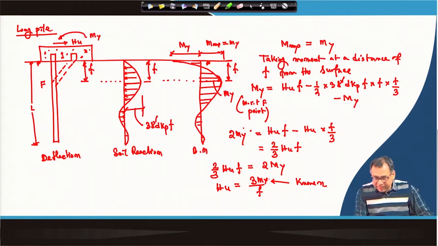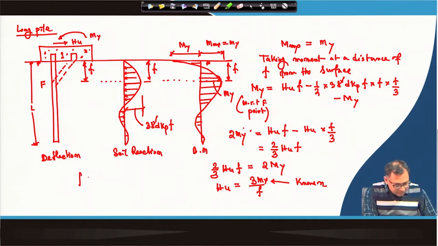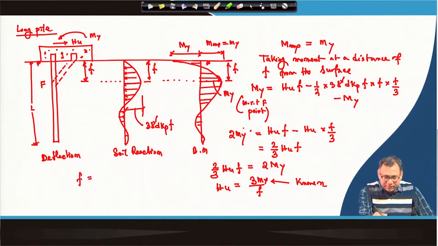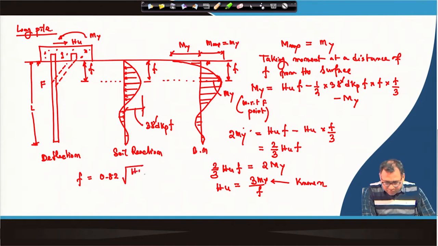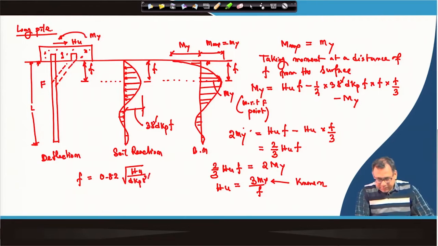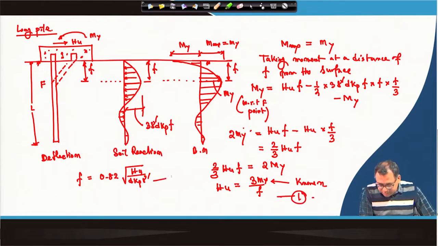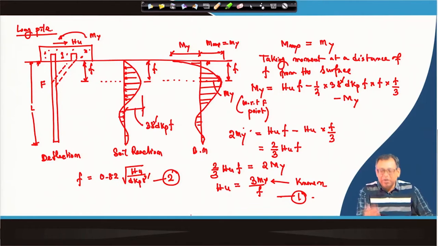So now how will I get the F value? Again, the F value is given by the same expression, because here also we assume the soil reaction is linear above the F point. So, again F will be equal to 0.82 root over H u d k p gamma dash. So, equation 1 will give us H u, and equation 2 also gives us the F value. So, we have two unknowns, F and H u, and two equations. So, we will solve and get H u, and the maximum moment is now the yield moment.